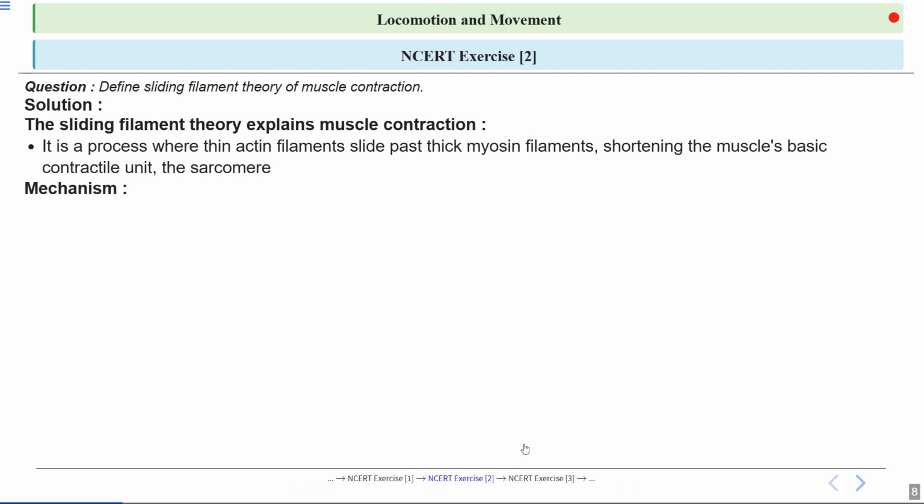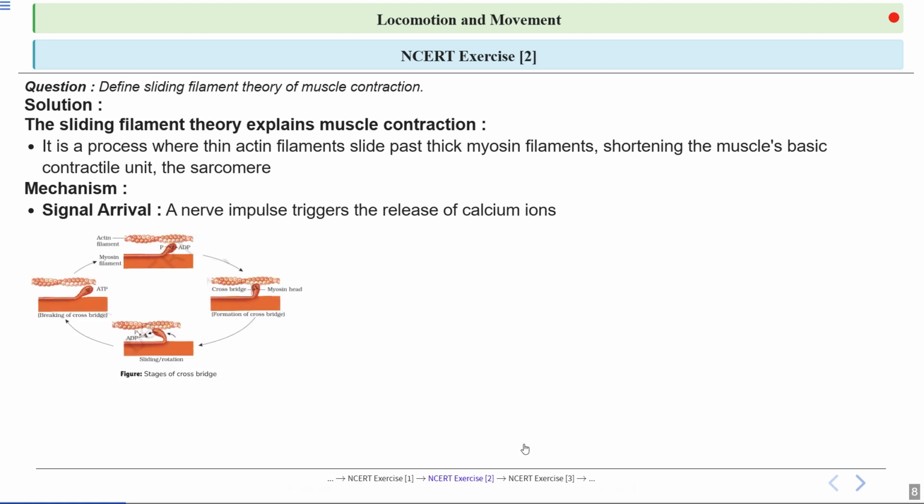Now let's talk about the mechanism behind this process. The first step is signal arrival. When your brain wants its muscle to contract, it sends a nerve impulse to the muscle. This triggers the release of calcium ions inside the muscle cell, which acts like a green light to start the contraction process. Here you can see different stages of cross bridge formation.